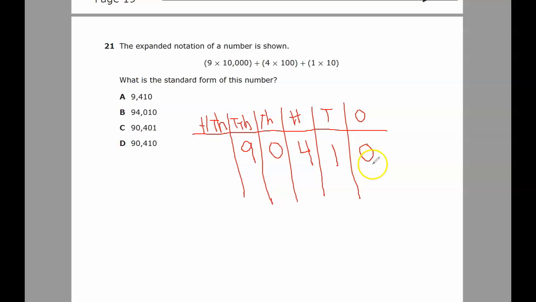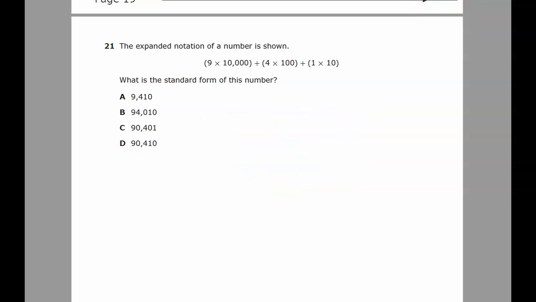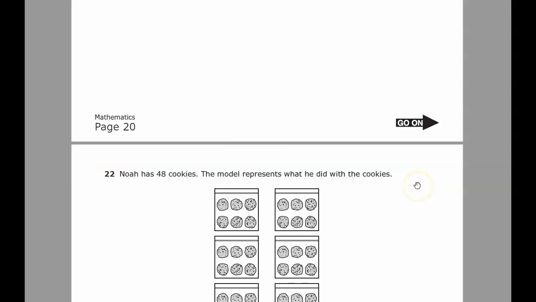So which of these answer choices matches what we got on our place value chart? Always put it into a place value chart, guys, because you're going to always get the correct answer if you do it correctly. Next question.